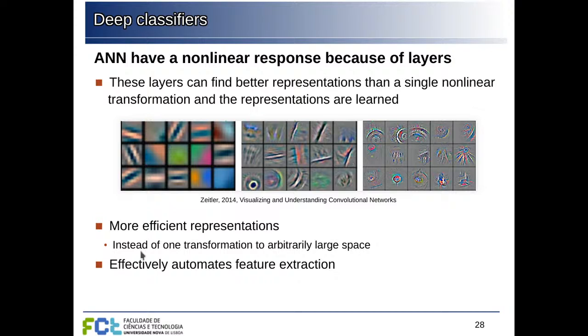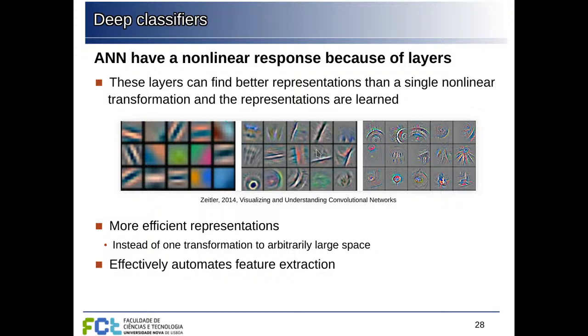These figures represent what kind of patterns in the input image stimulate each neuron or result in a greater response for each particular neuron. And we can see that at the first layer, the neurons are responding to very simple patterns like these contrasts in diagonals, in horizontal and vertical lines, and so on.